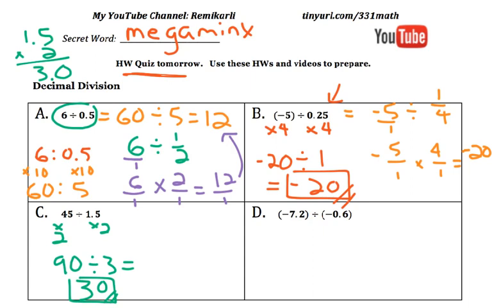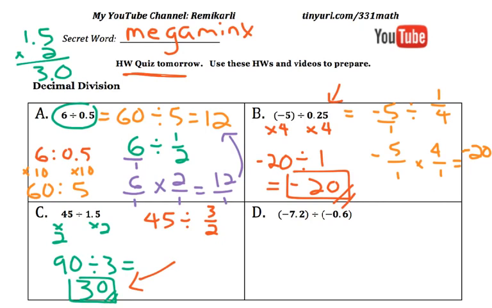But you could have also said, alright, I'm going to rewrite this as a fraction and thought of 1.5 as 3/2, and then you could have done multiply by the inverse, and you'd end up getting the same answer.